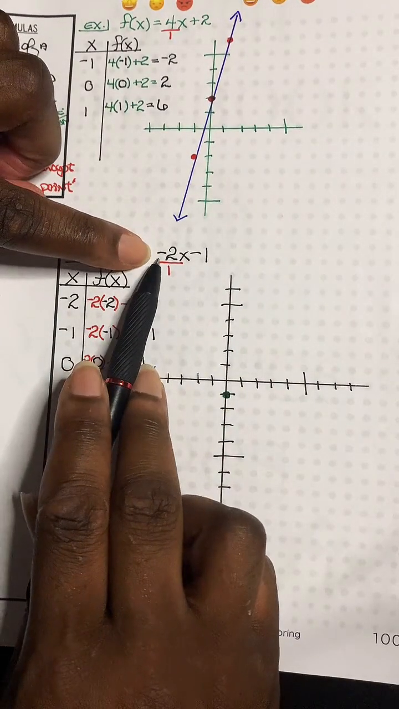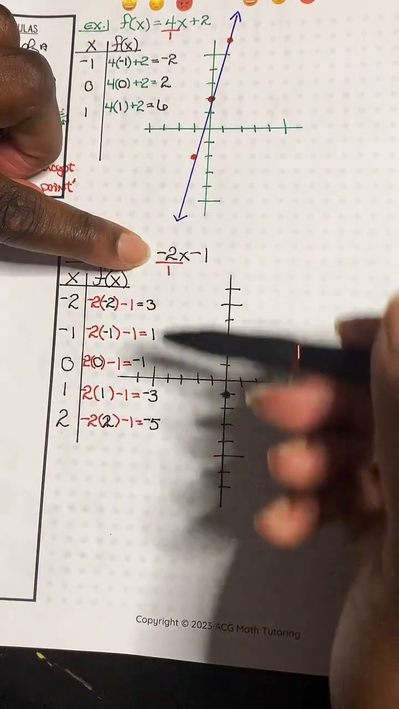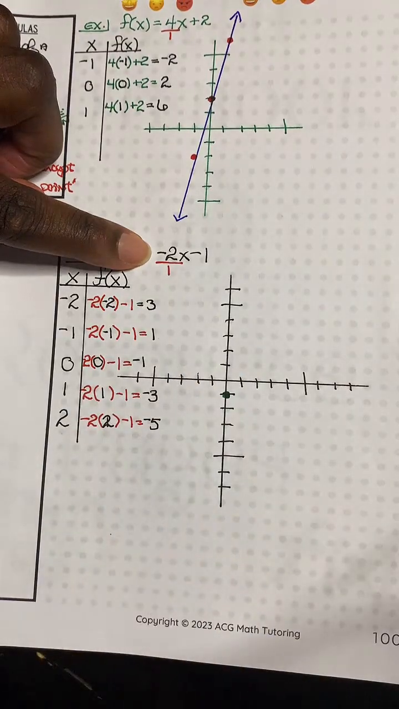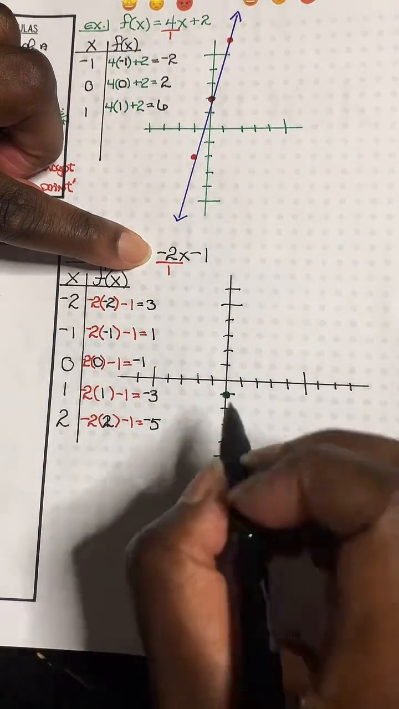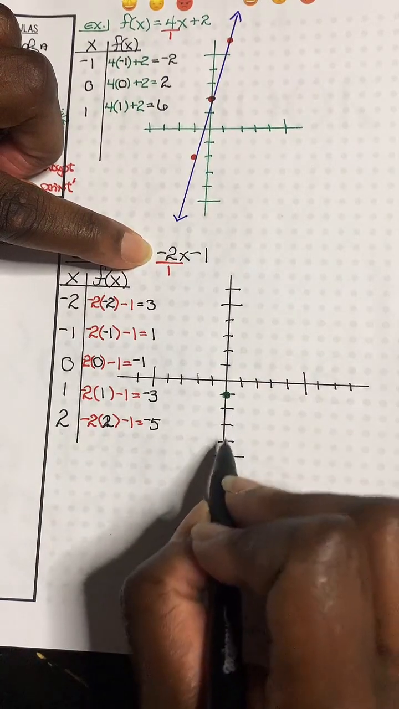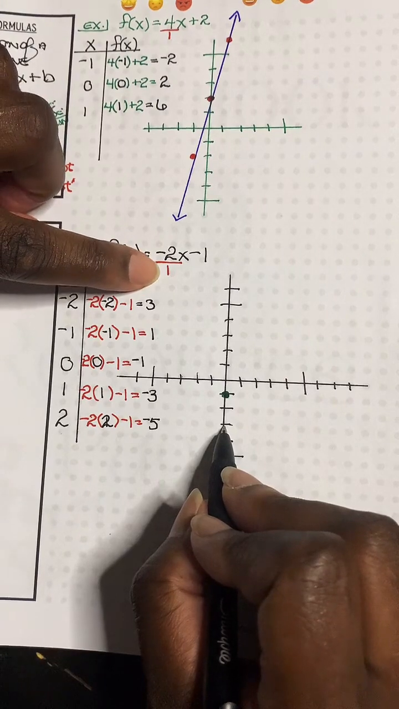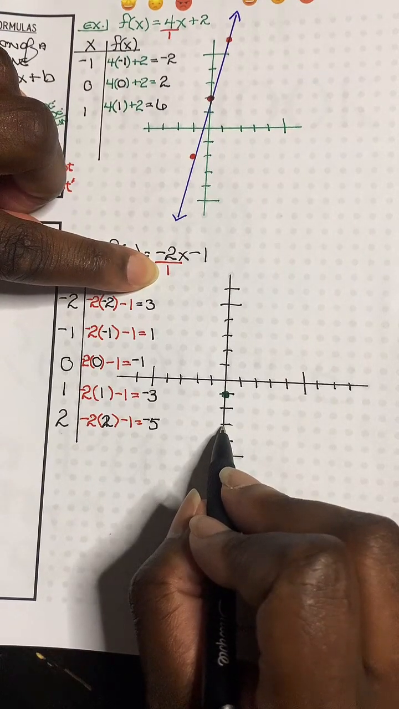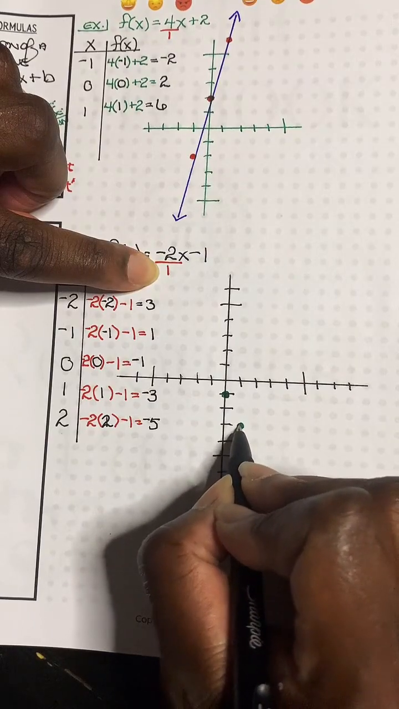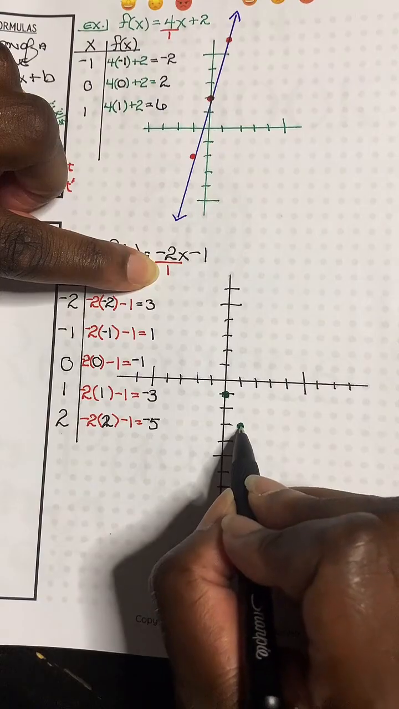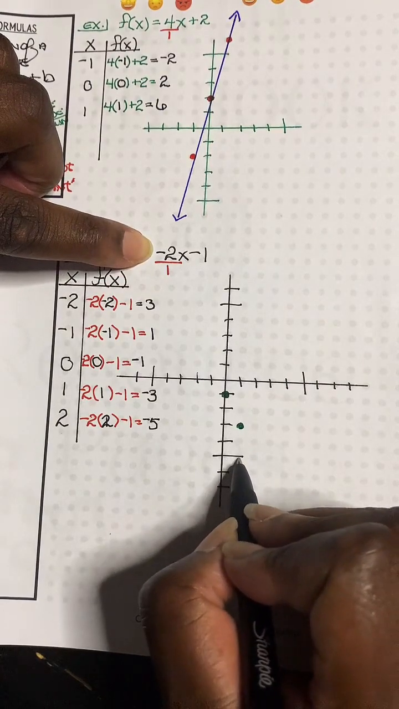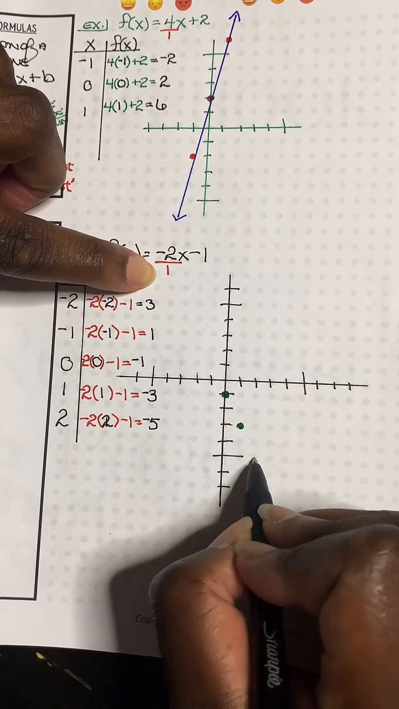So the numerator is your rise. You're either going up or you're going down. Since my numerator is negative, I'm going to go down. So starting at my y-intercept, I'm going to go down 1, 2. Then my denominator is a positive 1, so I'm going to the right 1 and plotting my point. And I can do it again. From the point that we just drew, I'm going to go down 1, 2, and then go to the right 1.